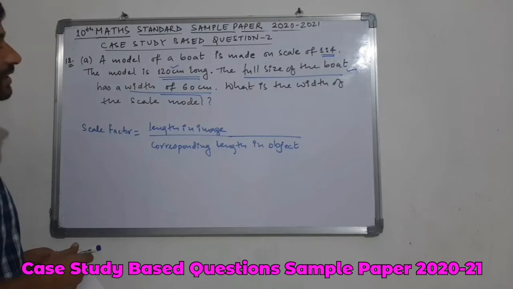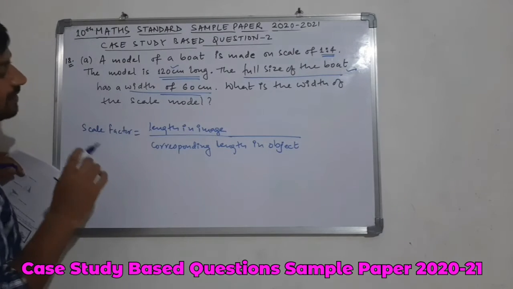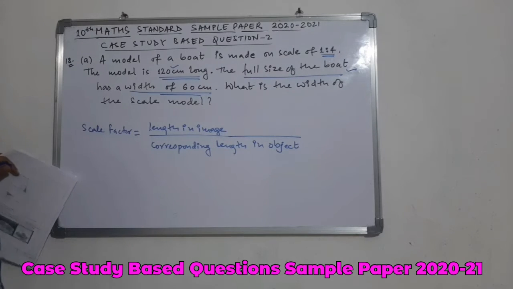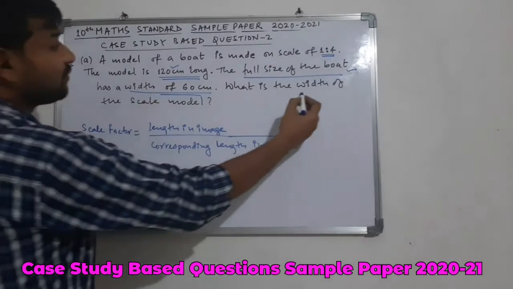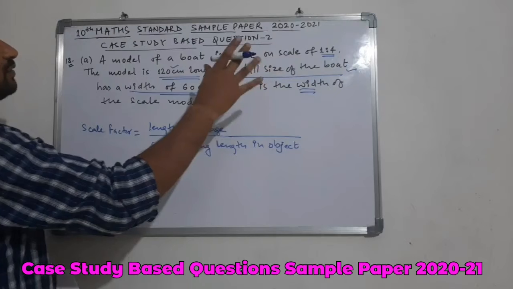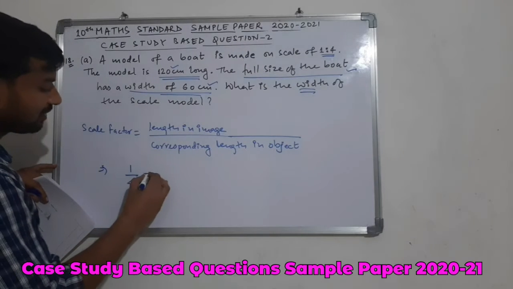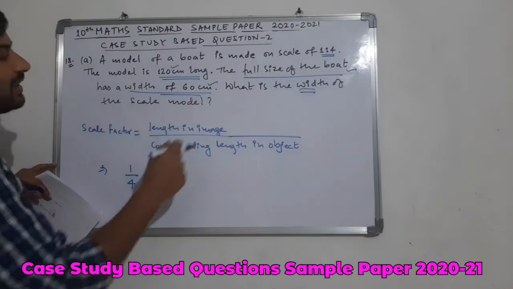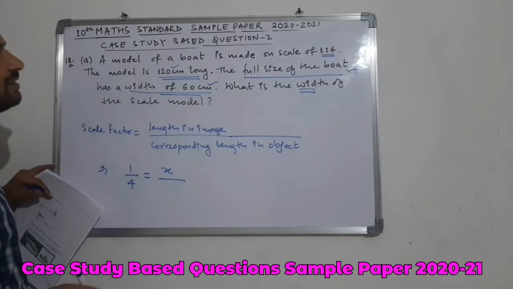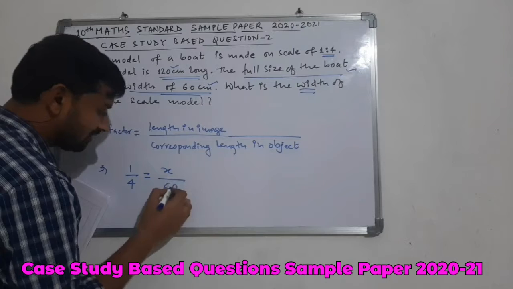If we look here, the scale factor can be applied to both length and breadth. The scale factor is defined as length in image divided by corresponding length in object. So here we have to find out the width, so we can consider only the width of this. So we have to consider the width of the full size of boat. So clearly the scale factor here is 1:4, that is 1/4. The length in image we have to calculate, so let me call it as x, and the length in the object is the width here as 60 centimeters.